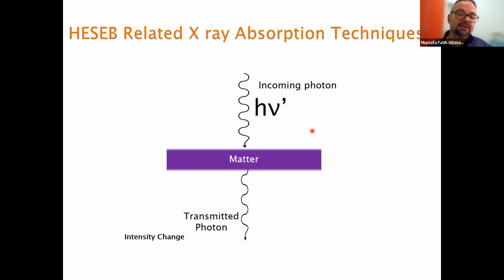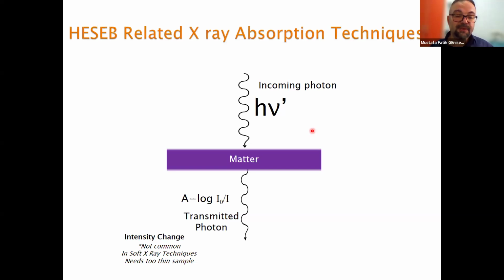In this case, this is what we classically know as absorption. We are comparing the intensity of the incoming photons with the intensity of the photons, the number of photons, which go through our material. But it is not common in soft X-ray techniques because it needs really thin films, nanometer thickness of the films.